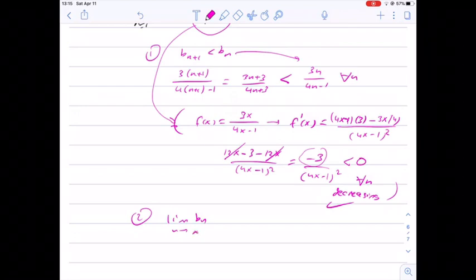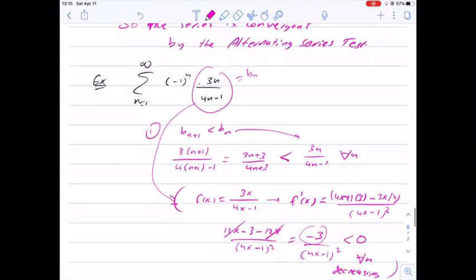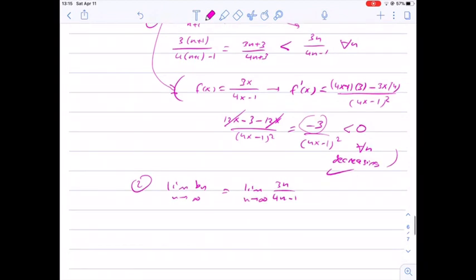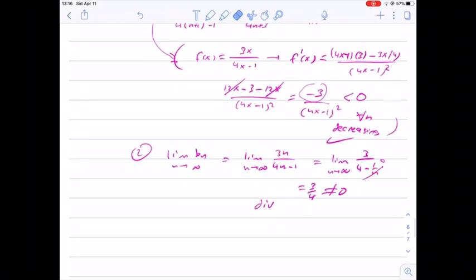The second condition, the limit of Bn as n goes to infinity, is the limit of 3n over 4n minus 1, n goes to infinity. So we divide by n. Dividing by n, we get 3 over 4 minus 1 over n, n goes to infinity. This goes to 0, we get 3/4. This is not equal to 0, so it's divergent. It's not convergent.